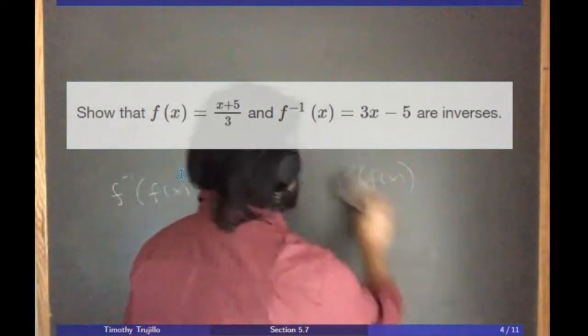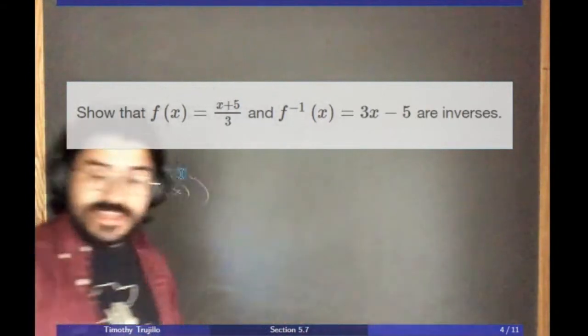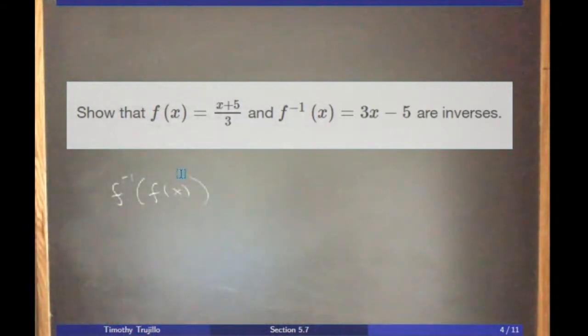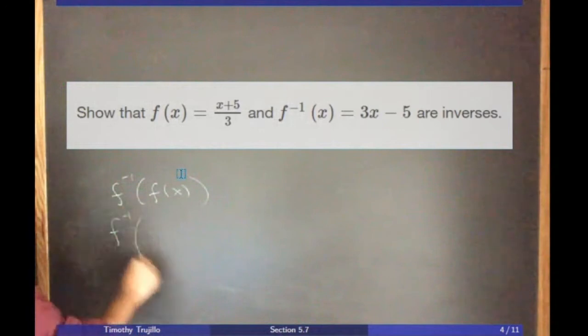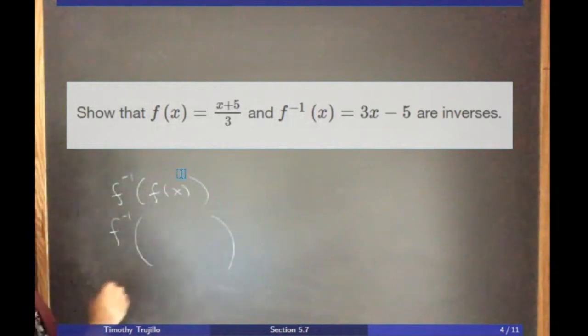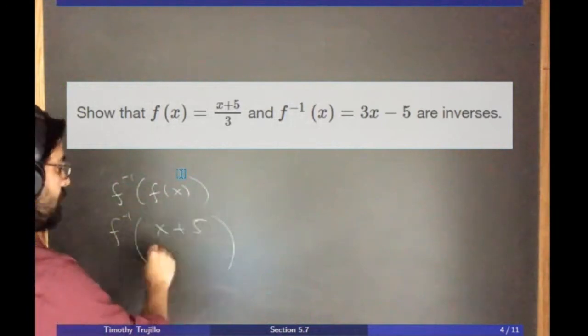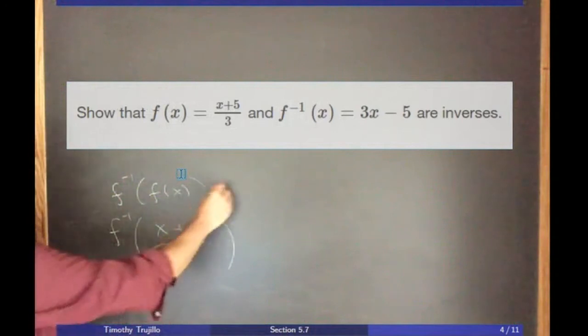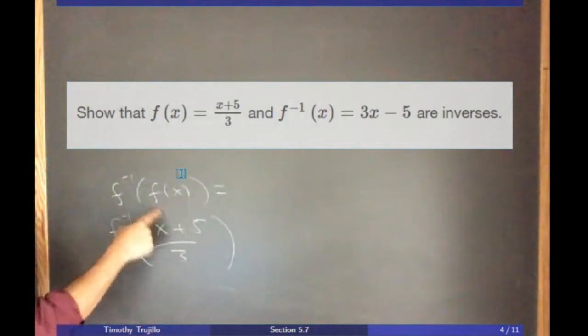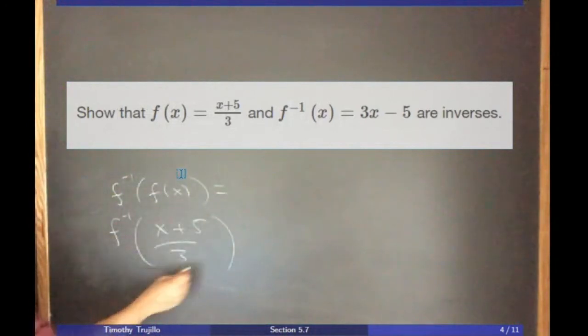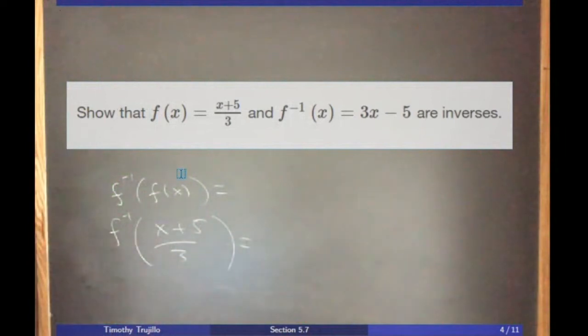Now what we do is we take the formula for f of x and we plug it into f inverse. So that means something like this, f inverse of (x plus 5) over 3. Again, all I'm doing is replacing the f of x here with the formula that was given. Now what you want to do is focus on the formula for f inverse, and that's here.